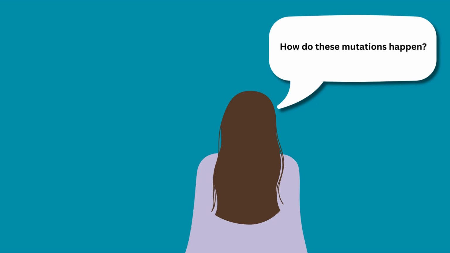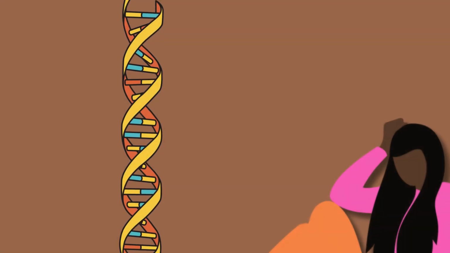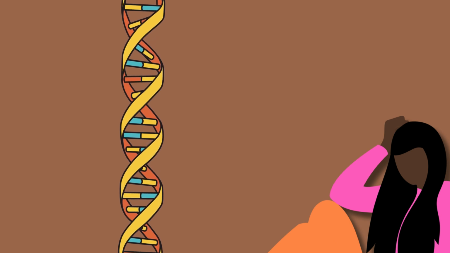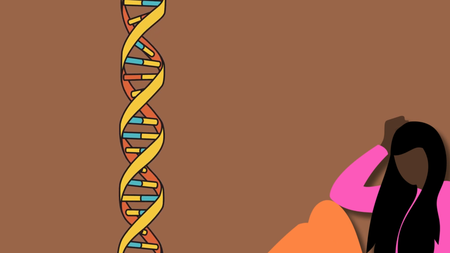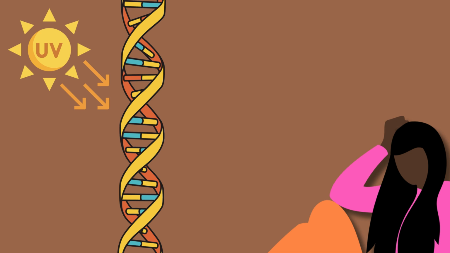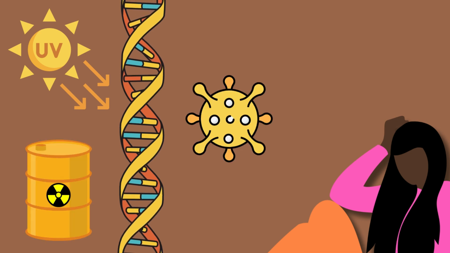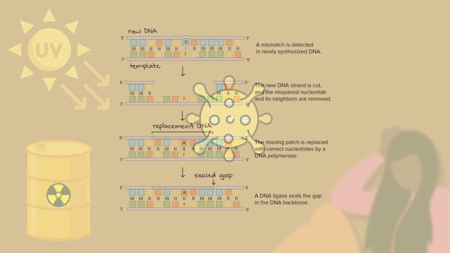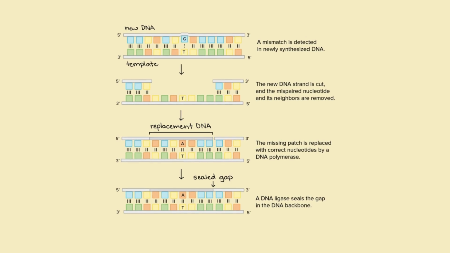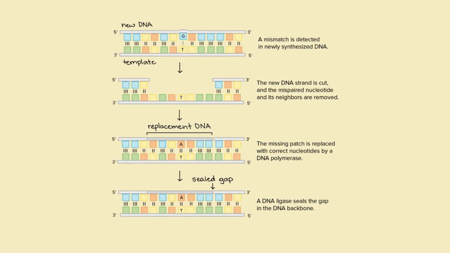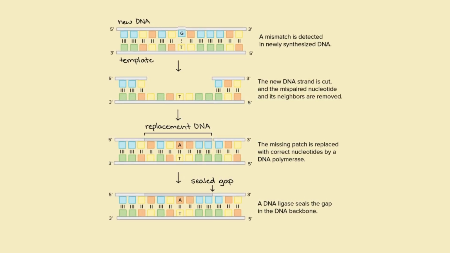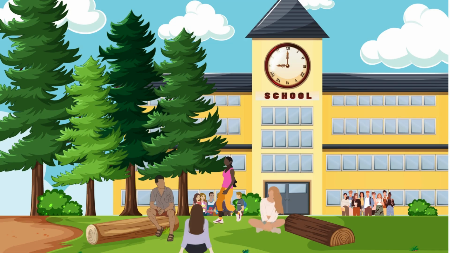Jada, who was always curious about medical science, asked, "How do these mutations happen?" "Mutations can occur naturally during DNA replication or be caused by environmental factors like UV radiation, chemicals, and viruses," Zoe answered. "Our bodies have repair mechanisms to fix many mutations, but sometimes they miss them, and that's when problems can arise."